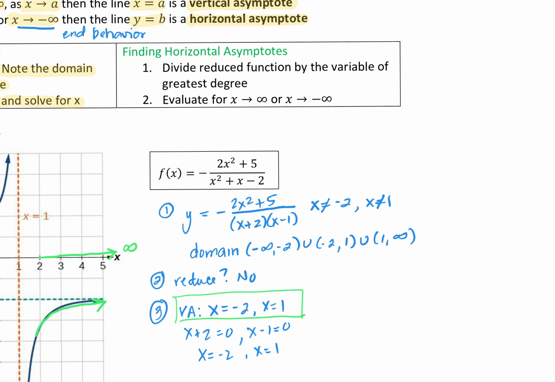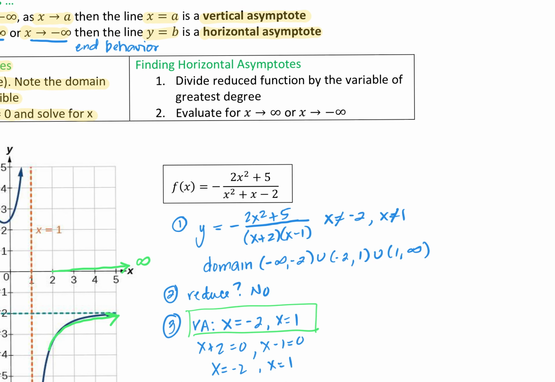Let's go back up and look at finding horizontal asymptotes in that next box. So when we're finding horizontal asymptotes, what we're going to do is divide the reduced function, if it can be reduced, so that would be factor and cancel, by the variable of greatest degree. And then we'll evaluate as x goes to positive and negative infinity.